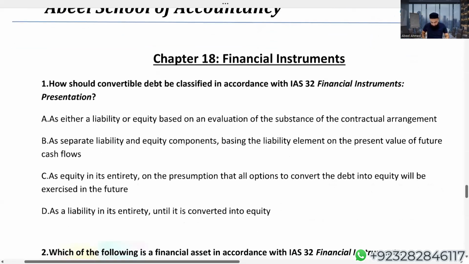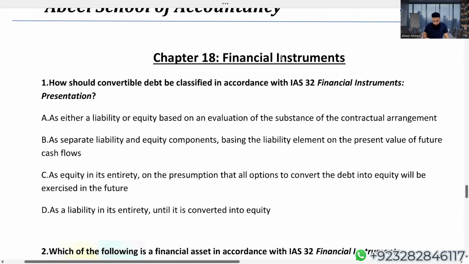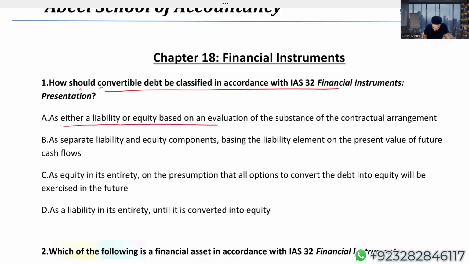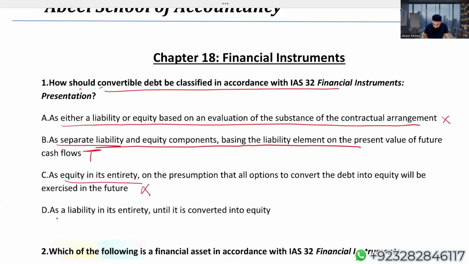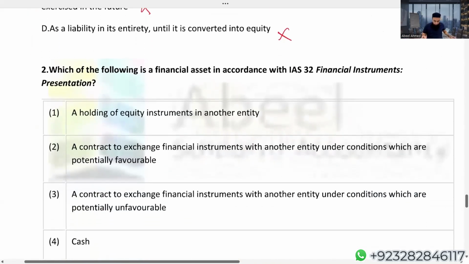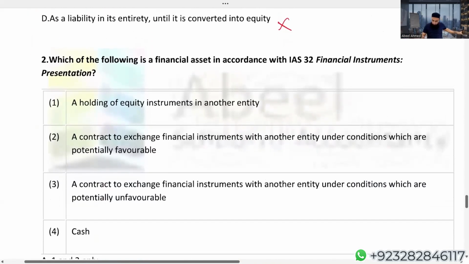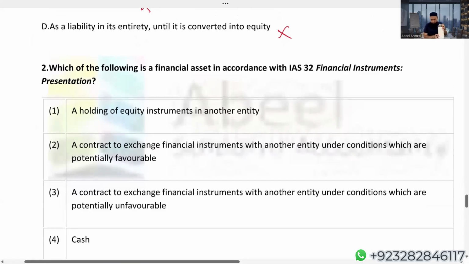Now let's come here. I've just given you the quick idea. How should convertible debt be classified in accordance with IAS 32? Simply, debt component should be separate, equity component should be separate, as either a liability or equity based on valuation. No. A separate liability and equity component basing the liability element on the perfect. And equity in its entirety as a liability. No. Let's see. I want you to read this. I think you can very easily answer.